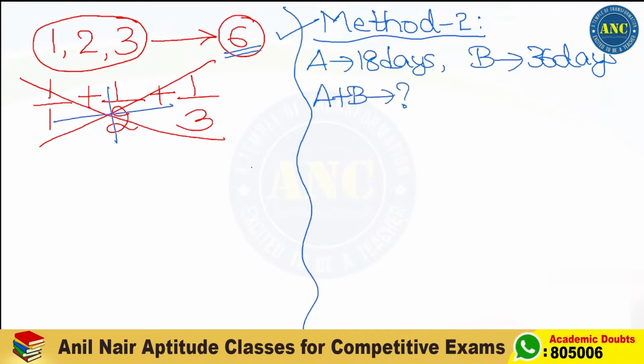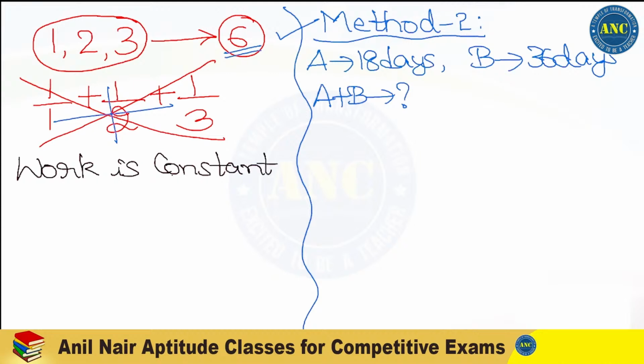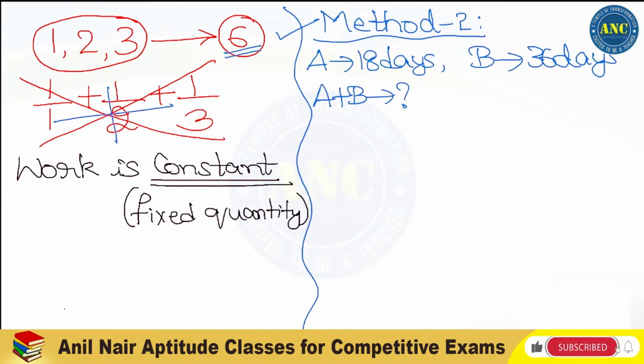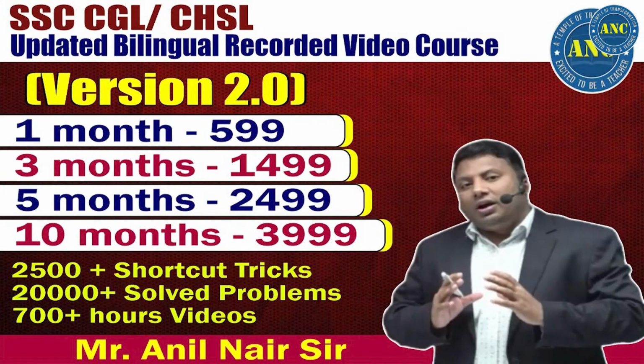In method 2, I will use a beautiful concept: work is considered as constant. Now, what is the meaning of constant? Anything which will not change is nothing but constant. That means work is constant, which is nothing but a fixed quantity. Work is nothing but a fixed quantity.